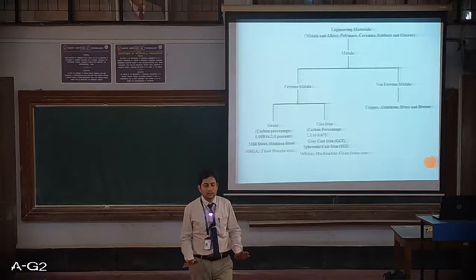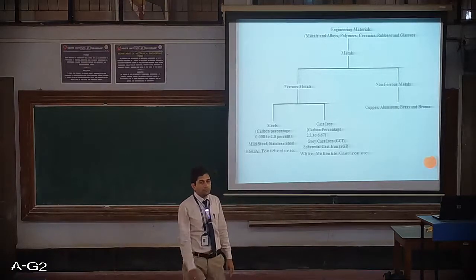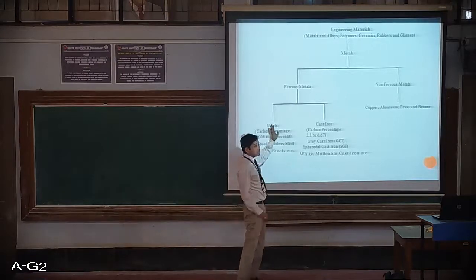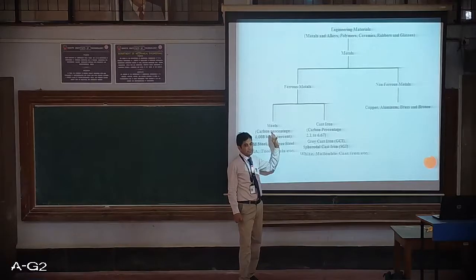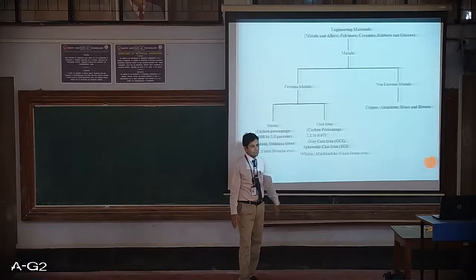That means they contain iron in it. That's why it comes under the category of ferrous metals. But the point that differentiates these two types of ferrous metal is the percentage of carbon in it. The percentage of carbon in steel is from 0 to 2%, and in case of cast iron, it is from 2.1 to 6.67%.